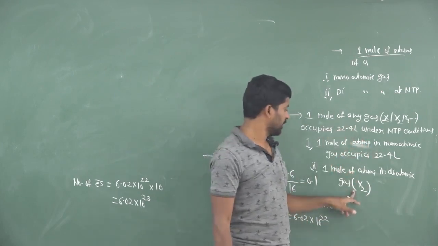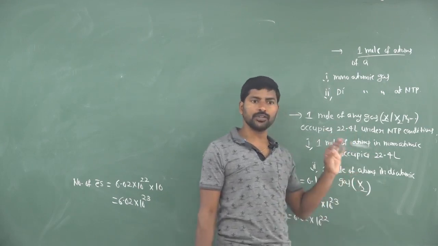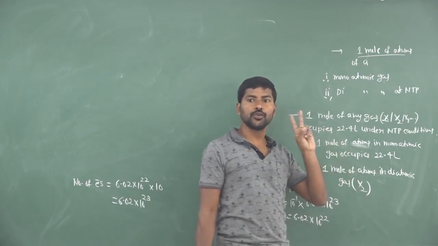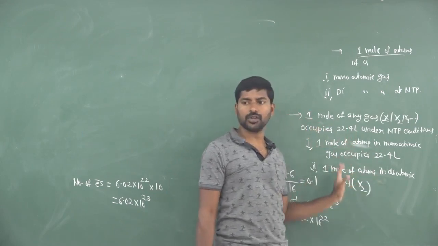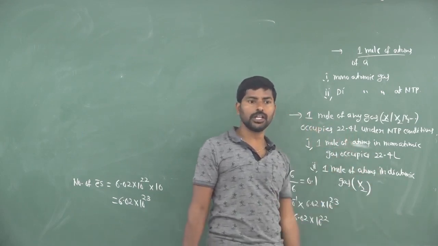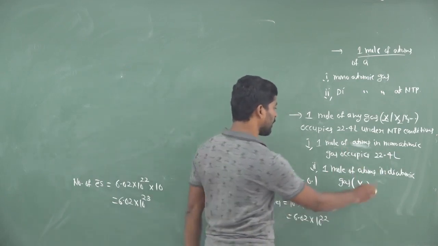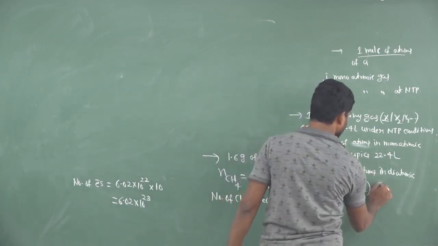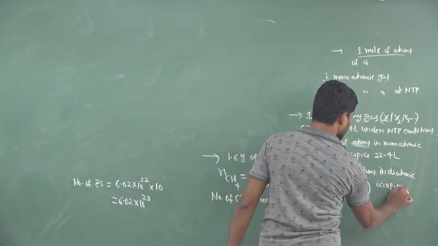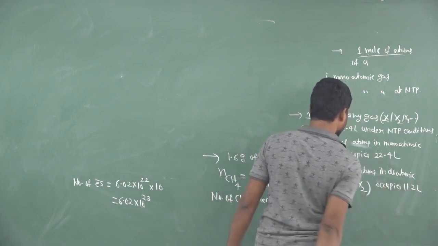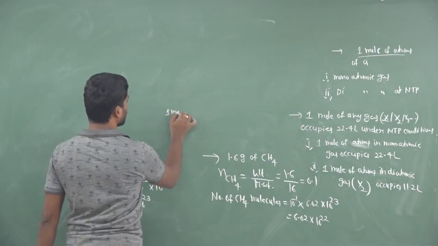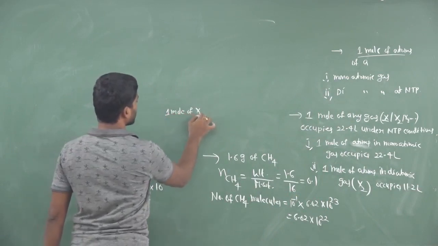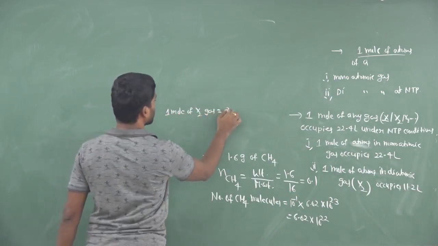Okay, then? In 1 mole of diatomic gas, how many moles of atoms are there? 2 moles of atoms are present. But the question is what? 1 mole of atoms occupies how much volume? 11.2 liters. 1 mole of atoms in diatomic gas occupies 11.2 liters.